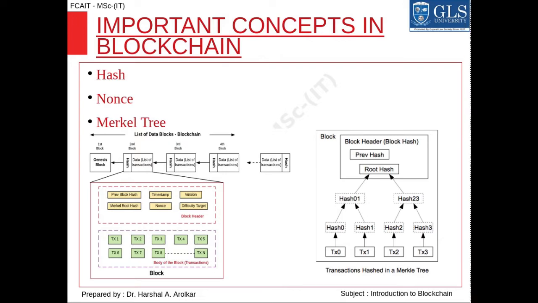The body has all the transactions that have been listed. But if you observe, there will be three aspects, that is nonce, Merkle root hash, and previous block hash, which become a very important aspect in identifying whether there has been a manipulation in the block or not. Previous block hash, nonce, and Merkle root, I am repeating, are the three factors which decide whether the block has been tampered with or not.